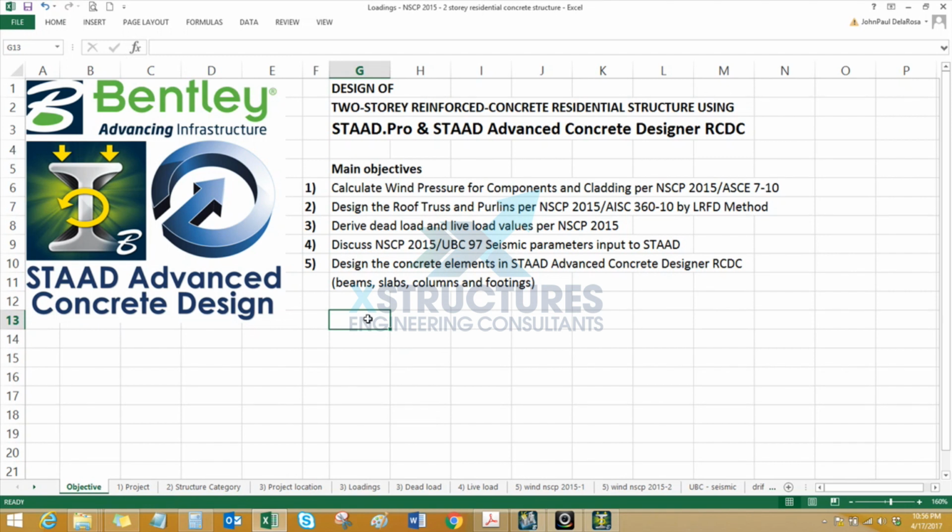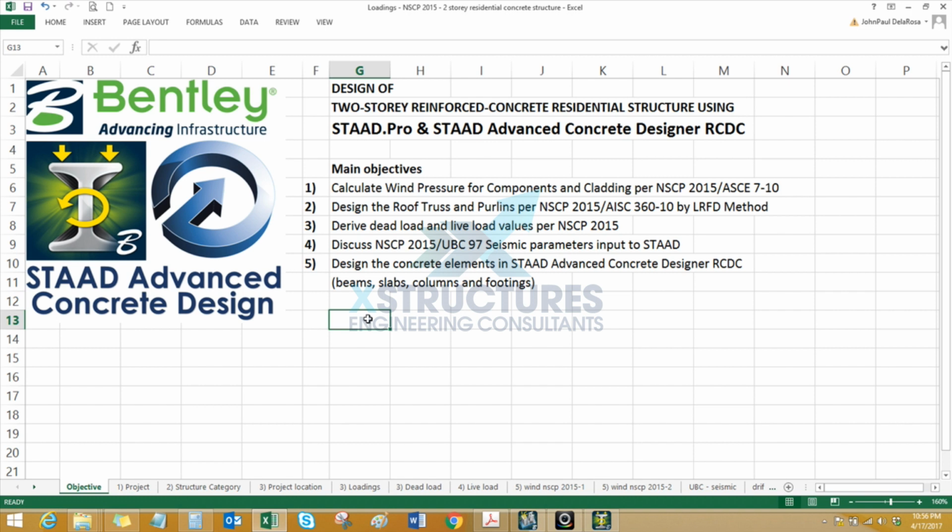Hello, welcome sa ating next tutorial. So, design of two-story reinforced concrete residential structure using STAAD Pro and STAAD Advanced Concrete Designer RCDC. So, during the course ng tutorial natin, probably meron tayong five main objectives.